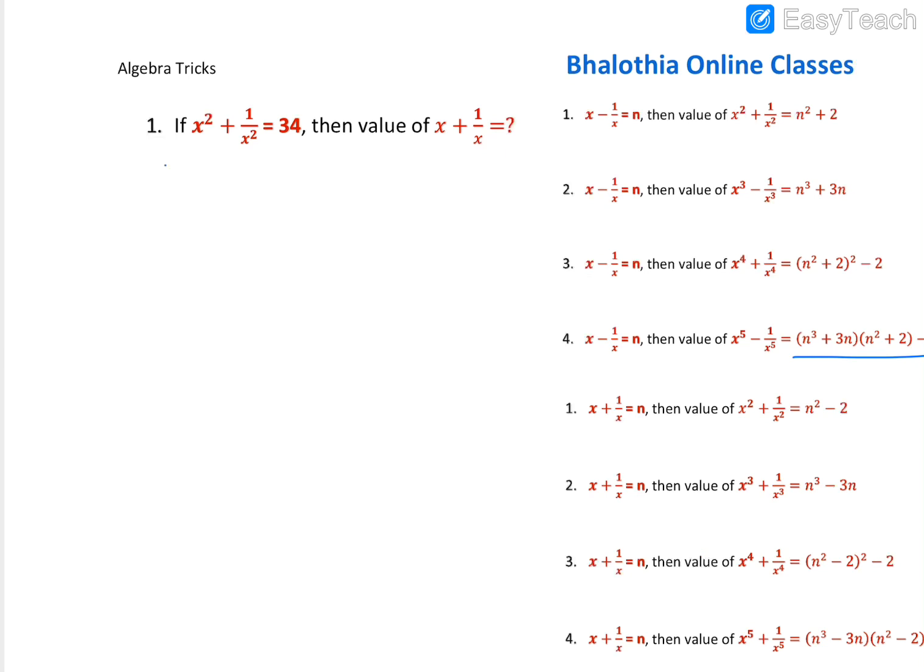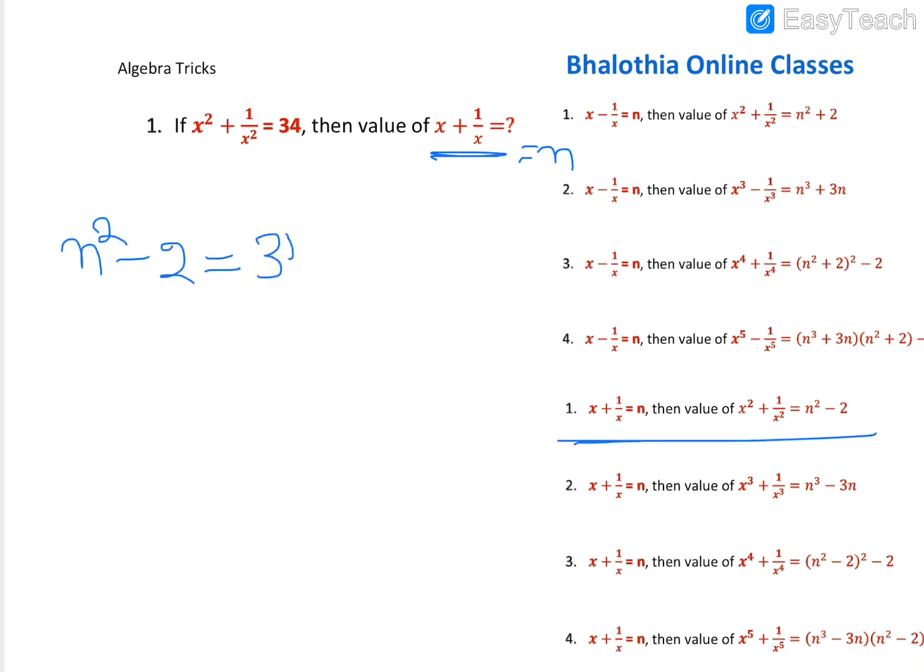Okay, so here what is given? x raised to the power 2 plus 1 upon x raised to the power 2 is given, and this is asked. Okay, x plus 1 upon x. So we know the formula. If this is given equal to n, then we know the formula for square, right? What is the formula? Formula is given here, right? So n square minus 2. So here in the question, actually n square minus 2 is given as 34. So what will be the value of n? That is actually asked, okay, in the question.